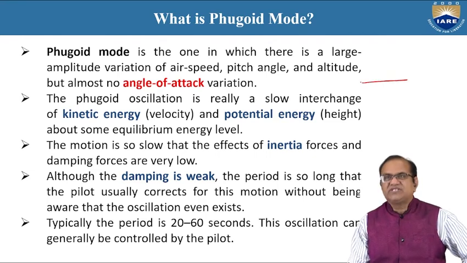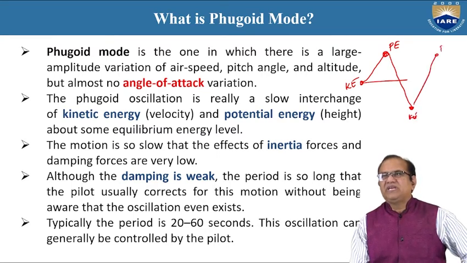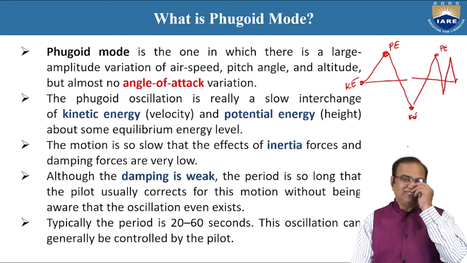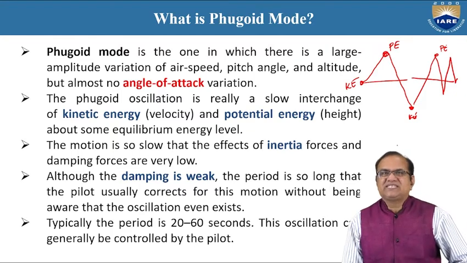If you see here, if you start from here, KE is high. As it reaches here, potential energy is high. Again, it is going like this. Again KE, again PE. Like this, it will happen, and slowly, slowly, it will come down. So, here the energy transformation takes place in this case.